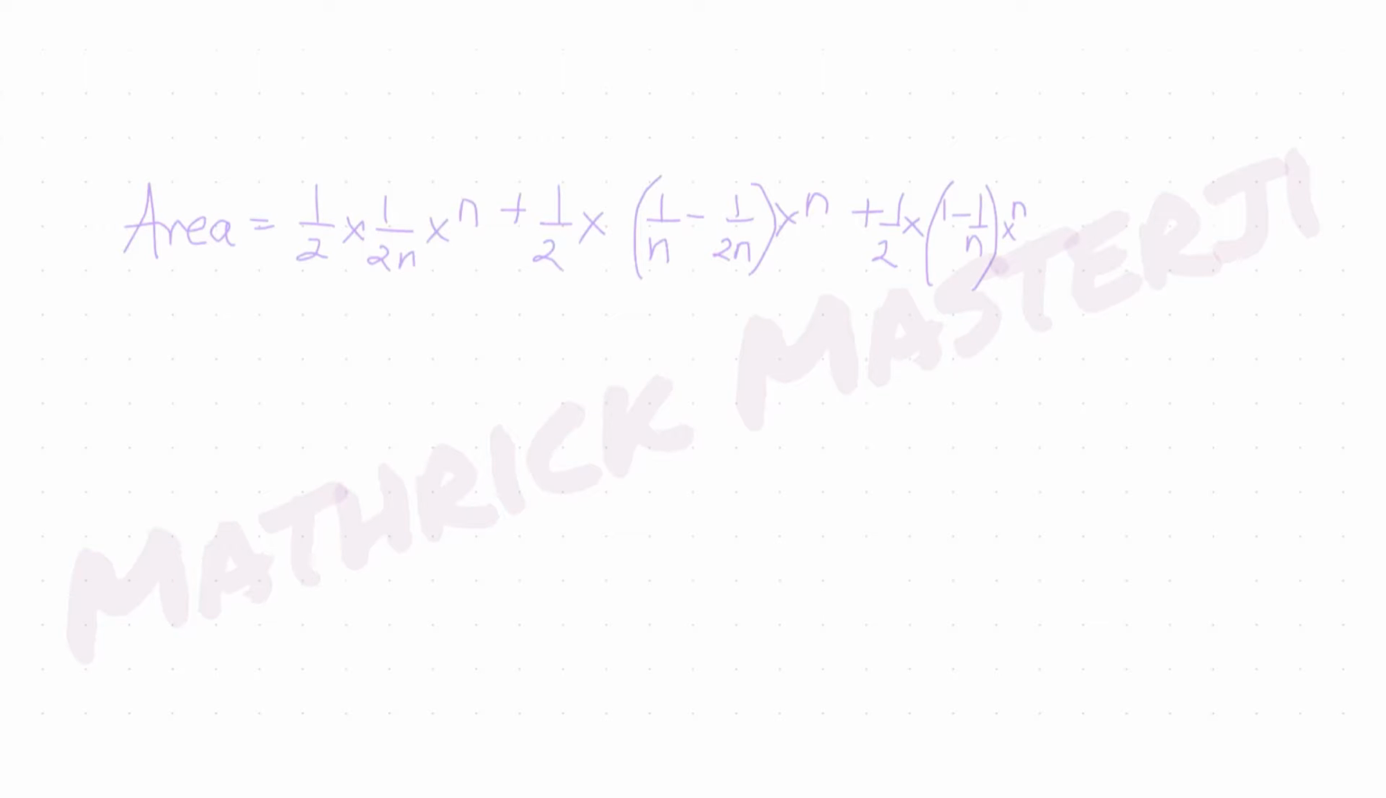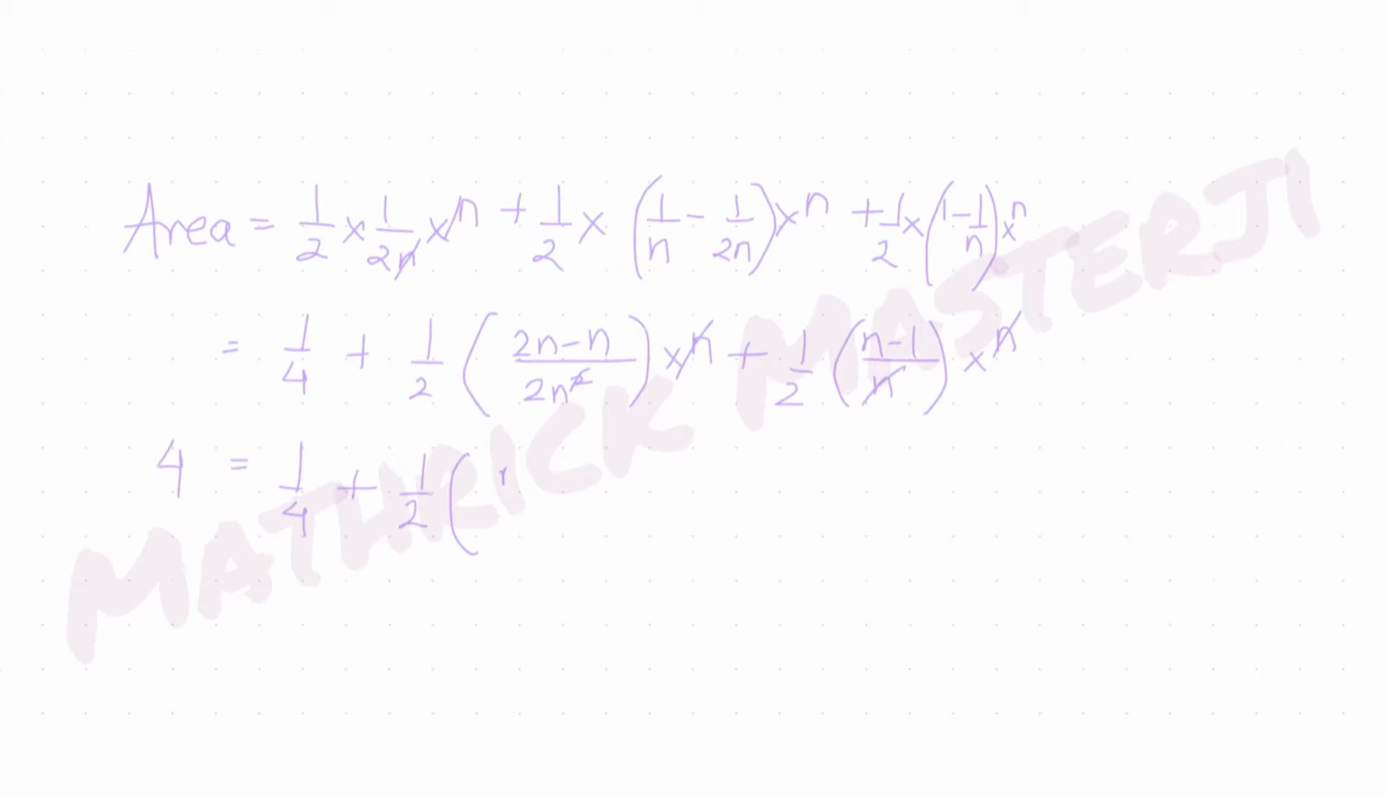Let's see what I get here. If I solve this, n gets cancelled and you get 1 over 4. Solving further, I get half into (2n minus n) over 2n square into n, plus half into (1 minus 1 over n) into n. So this n gets cancelled, this n gets cancelled. Now further, if I solve, I get 1 over 4. This entire area is 4 plus half, n over 2n, this cancels, plus half into n minus 1. So I get 4 equals 1 over 4 plus 1 over 4 plus half into n minus 1.